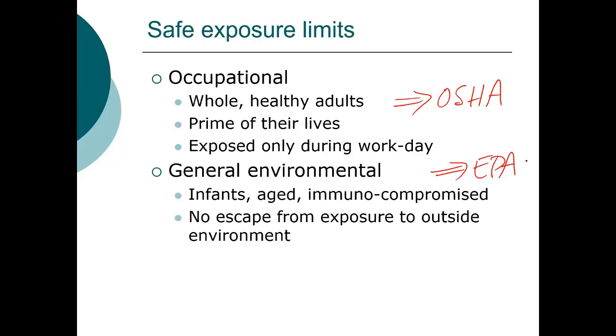But when we set these regulations, we're setting them to protect the most sensitive, the most vulnerable populations. So we're looking at protecting infants, the elderly, those that are immune compromised, those that have health conditions that would make them more vulnerable. And the assumption is that there is no escape from exposure to this ambient environment. So those are some really basic differences between the types of limits that we set.